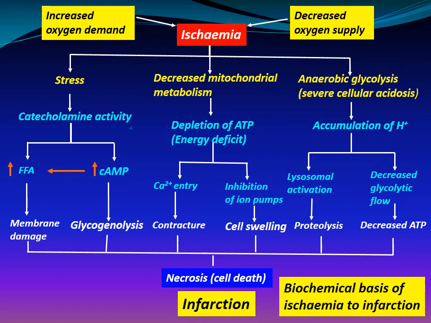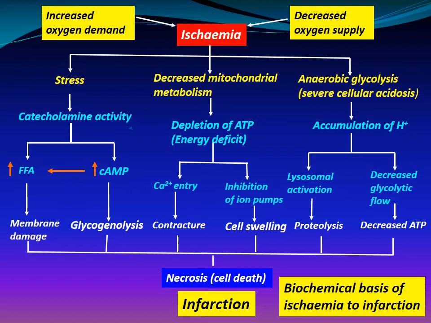Decreased mitochondrial metabolism causes depletion of ATP and energy deficit, which in turn causes calcium ion entry and inhibition of ion pumps. Entry of calcium ions causes contraction. Inhibition of ion pumps causes cell swelling.